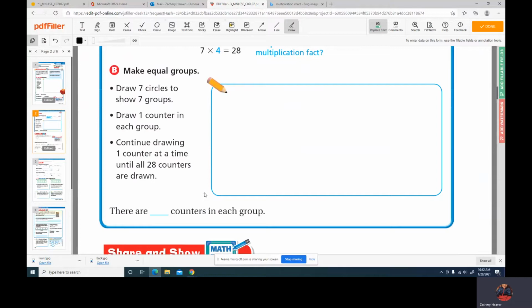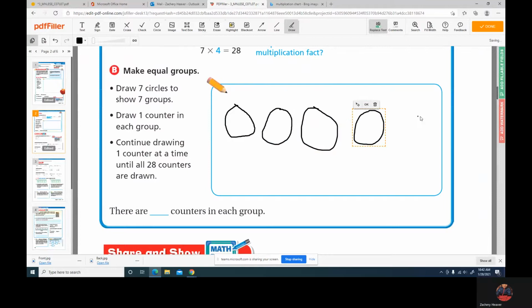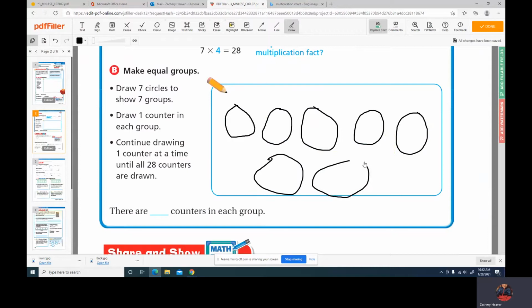So it says draw 7 circles to show 7 groups. So 1 circle, 2 circles, 3, 4, 5, 6, and 7. So we have 7 circles. And it says draw 1 counter in each group. And it says continue drawing 1 counter until we draw 28. So we're just counting like we would.